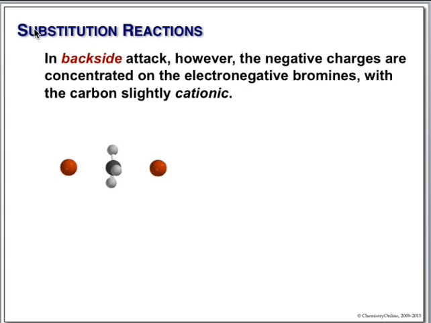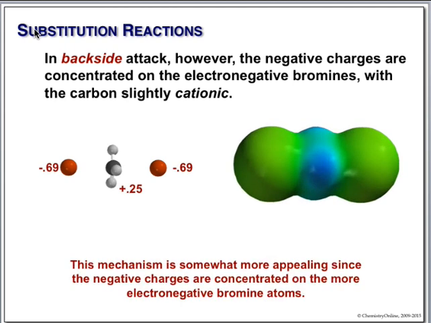If we do the same thing for the backside displacement, our calculations look something like this. We have much more negative charge on the nucleophile and the leaving group, and actually a slight positive charge on our central carbon. In terms of electronegativities, this is certainly a much better situation. The more electronegative atoms have the electrons, and carbon doesn't. This is the electrostatic potential map, which shows it up very nicely. Here's our positive-ish carbon in the middle, and the leaving group, and the nucleophile.